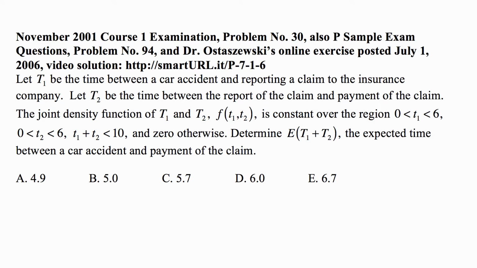Here's a problem for today, for exam P, on probability. Let T1 be the time between a car accident and reporting a claim to the insurance company. Let T2 be the time between the report of the claim and payment of the claim. The joint density function of T1 and T2, f of T1, T2, is constant over the region where 0 is less than T1 less than 6, 0 is less than T2 less than 6, and T1 plus T2 is less than 10, and 0 otherwise. Determine the expected value of T1 plus T2, the expected time between the car accident and payment of the claim.